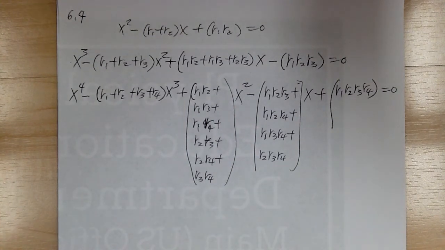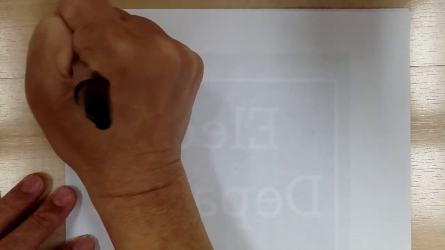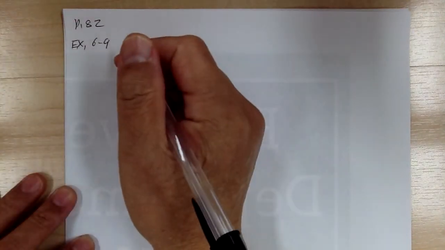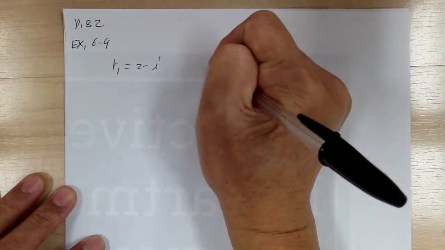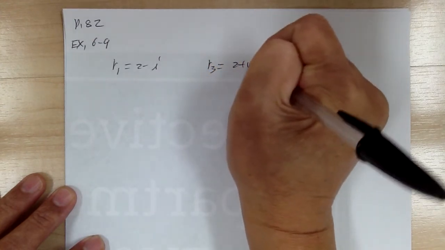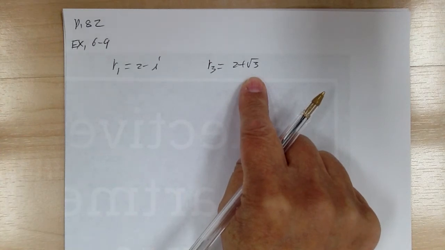Okay, let's do some examples. Page 82, example 6-9. It says find the constant term of the quartic. Now you have to be careful: it's quartic, not quadratic, meaning a fourth power. So you're going to have r1 equal to 2 minus i, and I'm going to call this r3 equal to 2 plus square root of 3. So what would be the constant term?